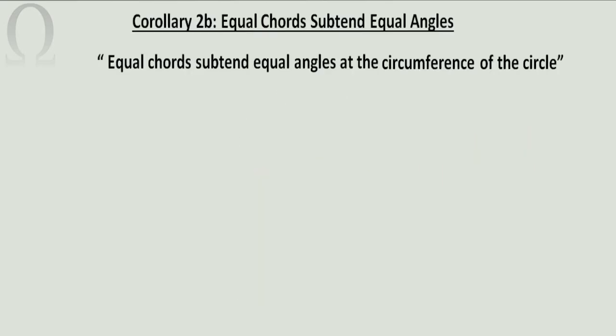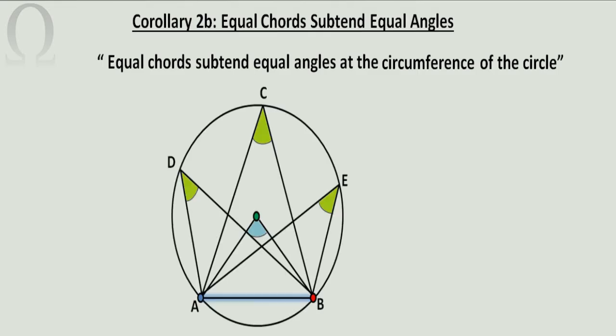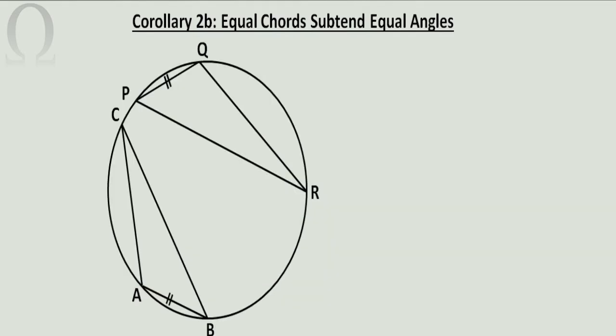The second corollary states that equal chords subtend equal angles at the circumference and center of a circle. We have just seen that any one chord subtends equal angles at the circumference of a circle. If a circle contains more than one chord, and those chords are equal in length, then the angles subtended by those chords are also equal. In other words, given two equal chords, PQ and AB, the angles that those chords subtend at the circumference of the circle, namely angle PRQ and angle ACB, respectively, are equal.